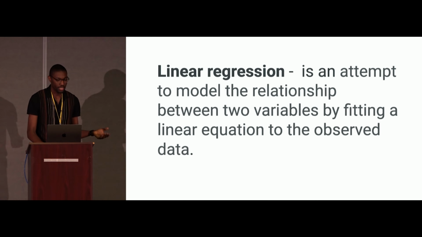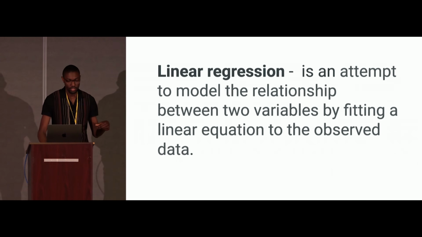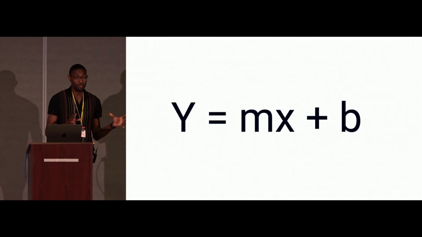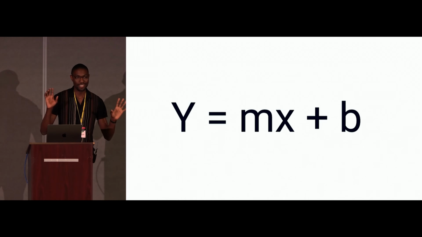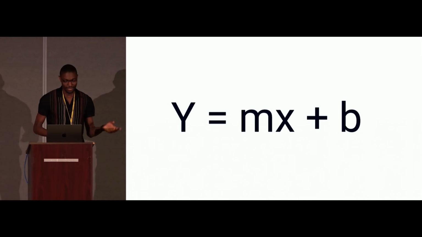Linear regression is an attempt to model the relationship between two variables by fitting a linear equation to the observed data. So you may remember this equation. Does anybody know what this is? Slope. If you don't, your teachers yelled at you, failed you. No, I was kidding. Yeah, slope.